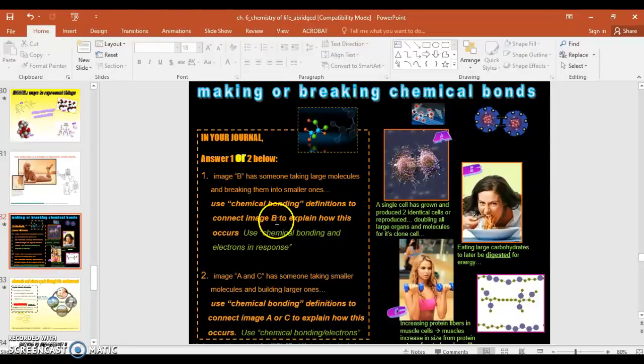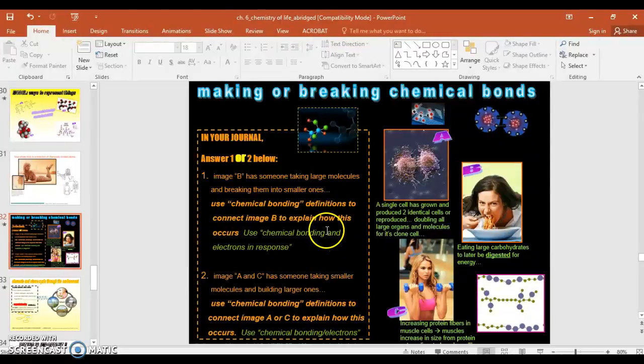So this idea of building larger molecules in the body has to do with, or this one is building. So in this example too, you're building a structure. So the atoms involved must have some kind of attraction going on between the nucleus of each atom and their electrons. In this example, you're breaking it down. In fact, this situation is in example B. Image B has someone eating really large, complex molecules called carbohydrates, but they're broken down into smaller parts.